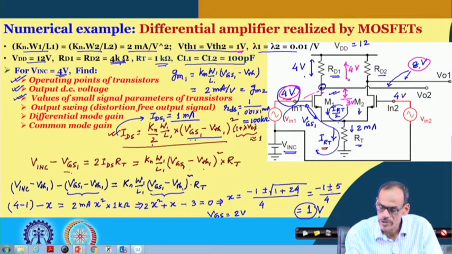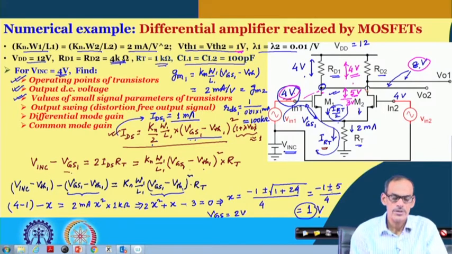So, the possible swing here is 8 minus 3 volt. So, that is the 5 volt negative swing. The positive swing is 4 volt and the negative swing is 5 volt. So, it is having a very decent amount of signal swing.